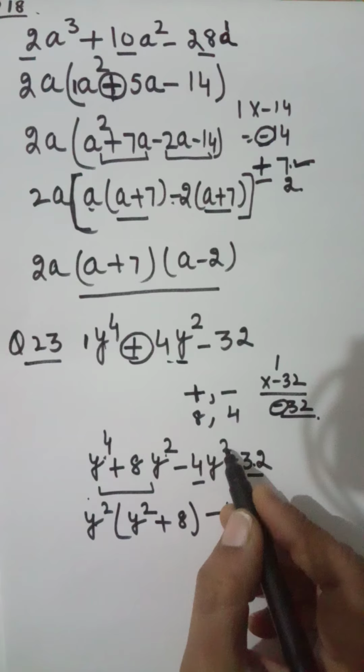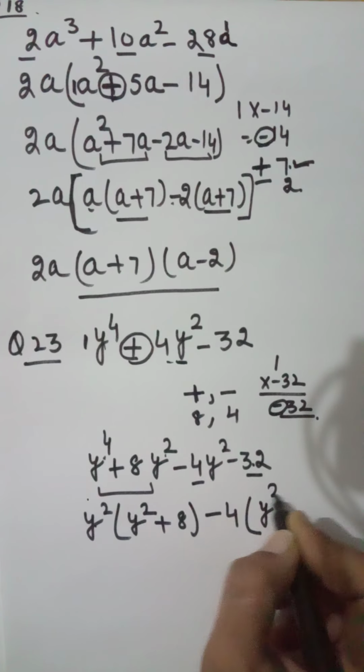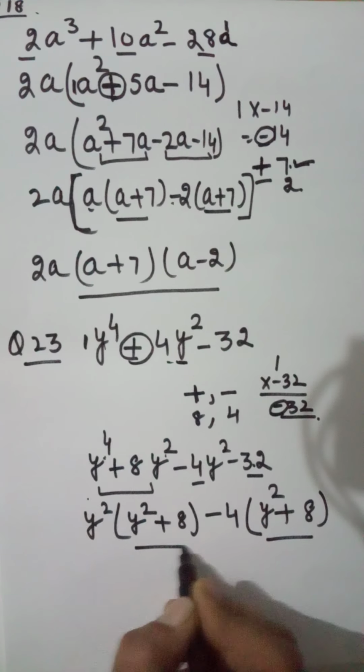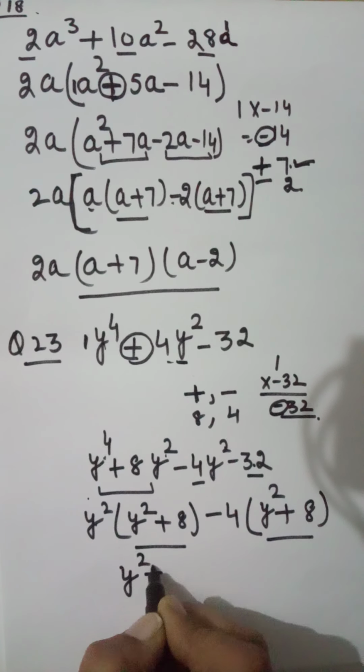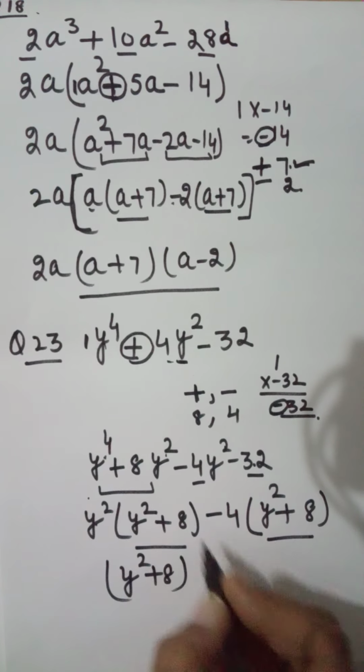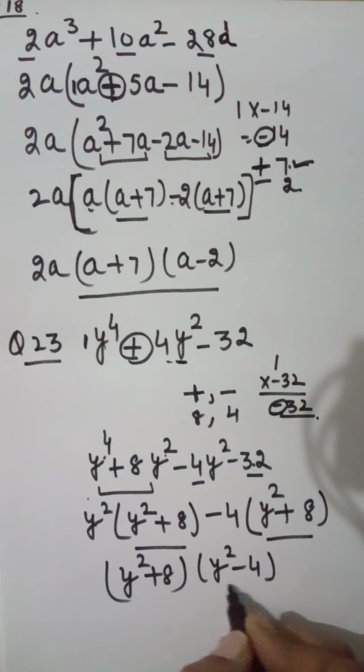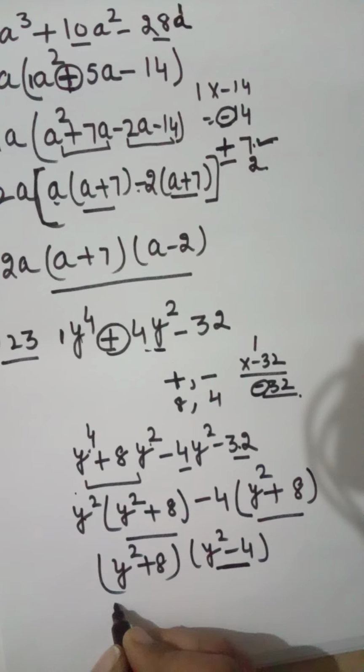So we are left with y square plus 4, 8s are 32. Now y square plus 8 is common. What is left? y square minus 4. Now we can see this is again an identity.